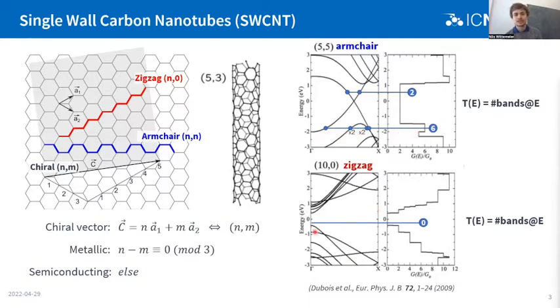And similarly, if we go to the 10-0 nanotube, there's no transmission in the band gap because there are no bands. So for all single-wall carbon nanotubes, actually this transmission is quantized in steps of 2G0.